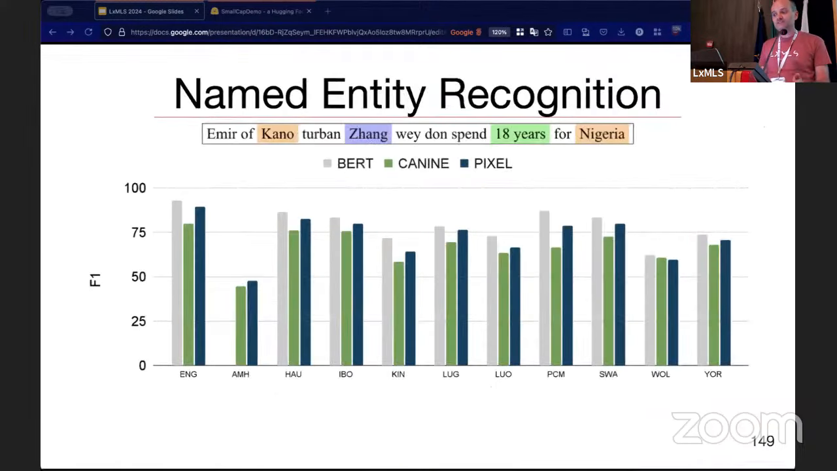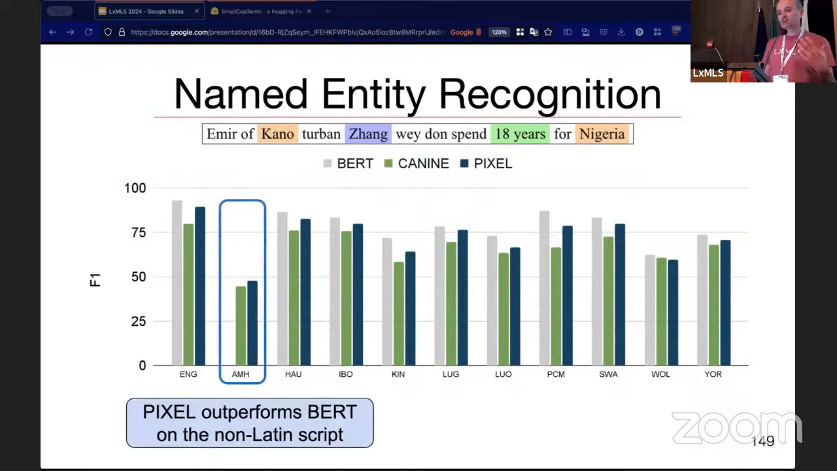In terms of named entity recognition, where we have sentences like this, we can see that on the non-Latin script Amharic, BERT doesn't do anything here. It cannot recognize any named entities. Whereas Canine, which uses UTF-32 code points, really can. It's getting close to 50. And our pixel-based approach, which is trained on much less data, outperforms Canine.